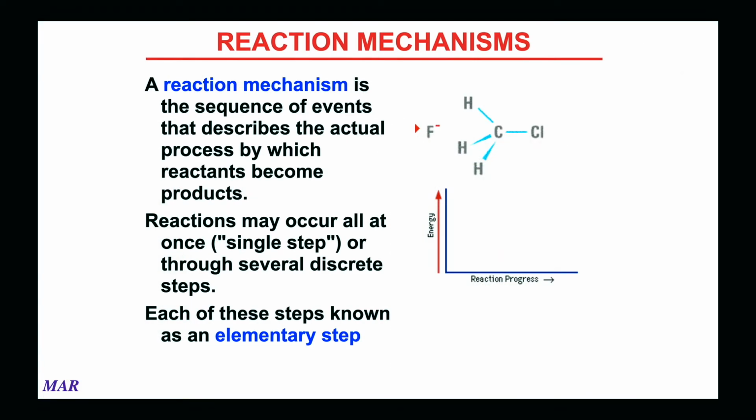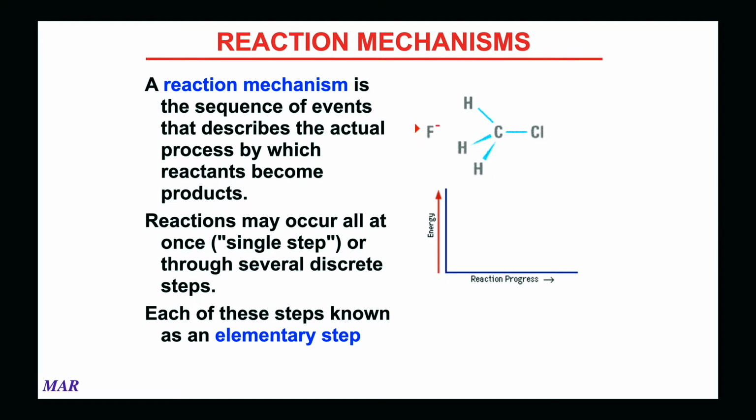A mechanism, then, is just the sequence of events that describes the actual process on how those reactants go to products. Like, how do you go from the top of the snow lifts down to the base lodge? Sometimes reactions are going to happen in one step, and sometimes they'll take several steps. Each of the steps, whether there's one or several of them, is referred to as an elementary step.